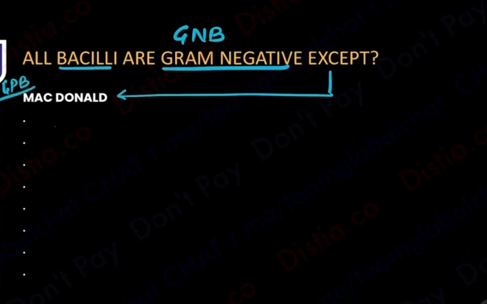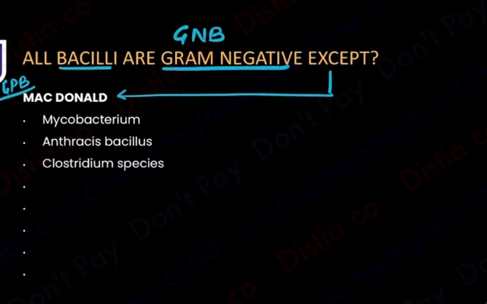So what is McDonald's? M for the most famous organism of our country, that is Mycobacterium. Then A and C are together two spore-forming organisms, and that includes anthrax and Clostridium. So repeating, anthrax and Clostridium, both of these happen to be the spore-forming organisms. Then let's go on further.